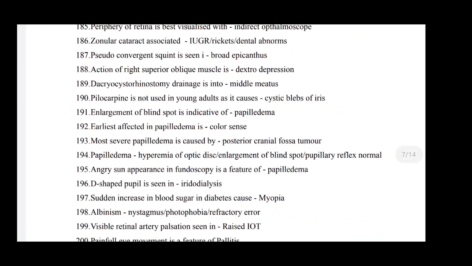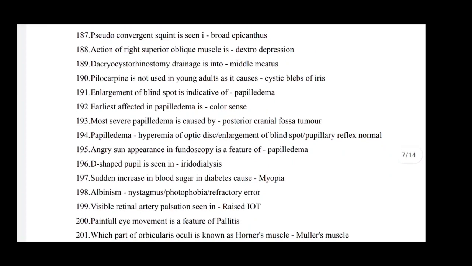The action of the right superior oblique muscle is dextrodepression. In dacryocystorhinostomy, the drain is into the middle meatus. Pilocarpine is not used in young adults as it causes cystic blebs of the iris.